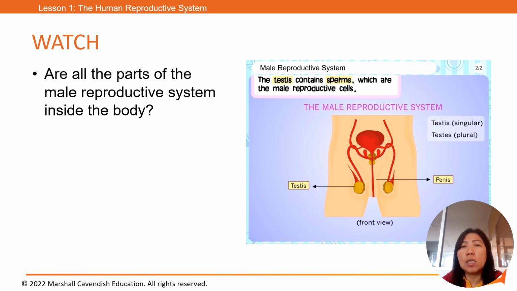So how does the sperm travel out of the testes? The sperm is carried out by the sperm ducts to the urethra. The penis releases sperm outside the body. What would happen if the sperm ducts are blocked? If the sperm ducts are blocked, the sperm will not be able to travel to the urethra and be released outside of the body.